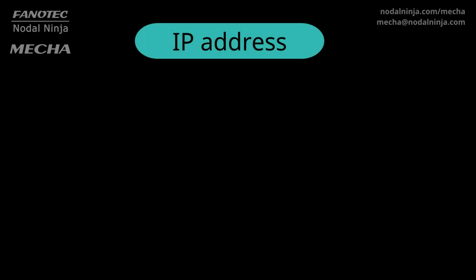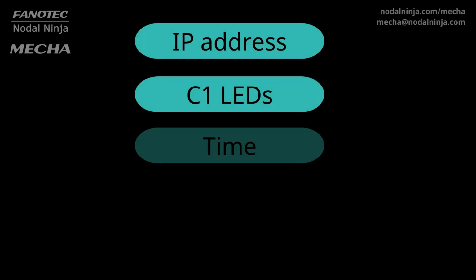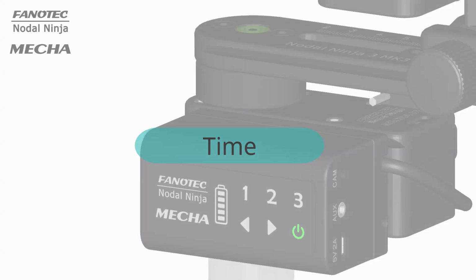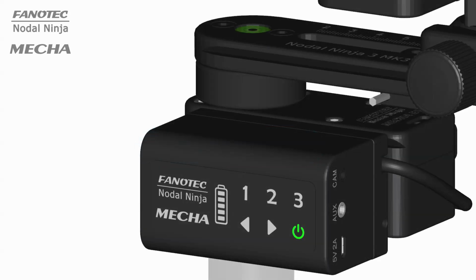The IP address, the C1 LEDs, and even the time shown on the home page provide useful, and even complete, information about the connection status, as we demonstrated in this video. Let's recap the most common ways of checking whether MECHA is connected to a network.